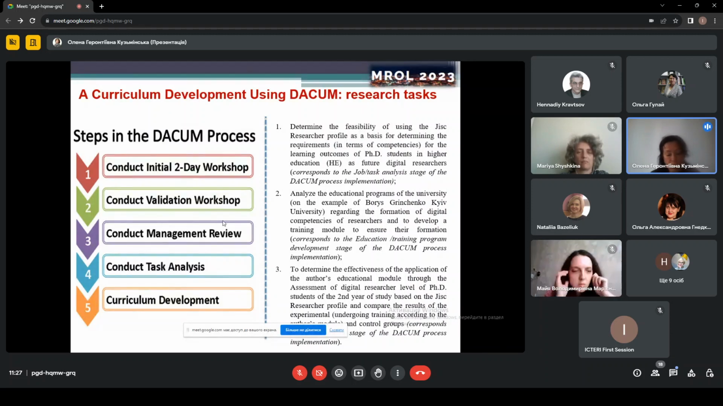Therefore, in order to achieve the goals of our research, namely to determine the requirements for the results and training programs of PhD students in higher education institutions in the context of the development of open science, as well as to confirm the effectiveness of their application in accordance with the level of formation of digital competency of researchers, we formulate the following tasks. You can see and read these tasks on the right side of this slide.